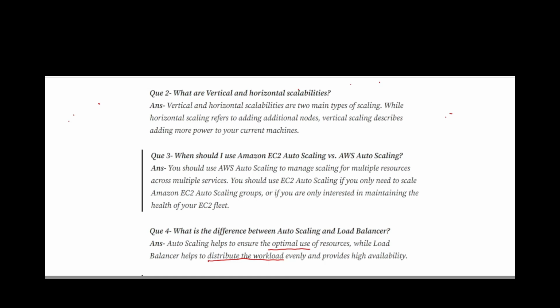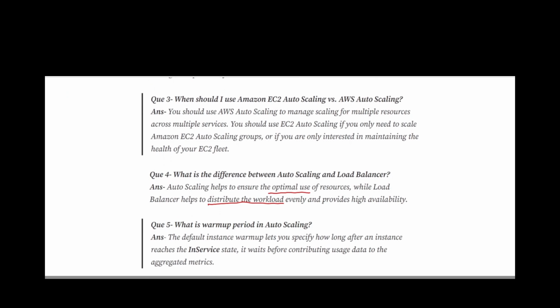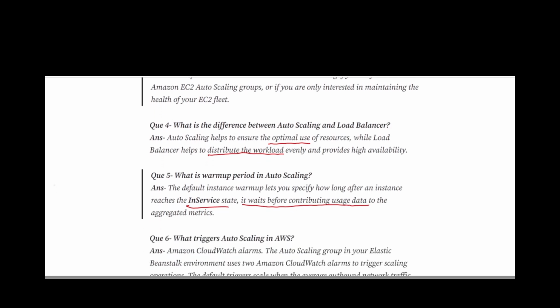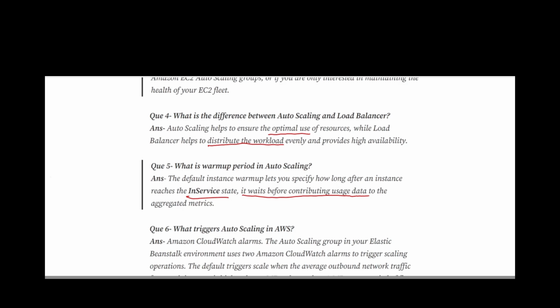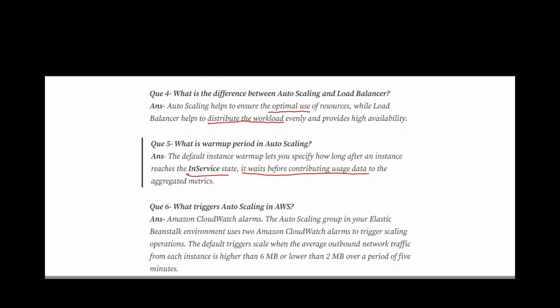Coming to the next question, that is question number 5. What is warm-up period in auto scaling? The default instance warm-up lets you specify how long after an instance reaches the in-service state it waits before contributing usage data to the aggregated metrics. That is, by default, when your instance comes to an in-service state, it waits before contributing. That waiting time is your warm-up period.